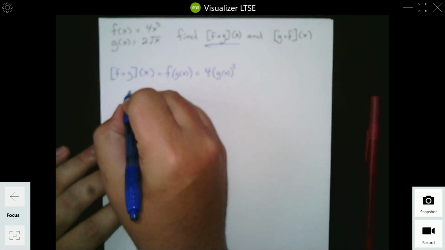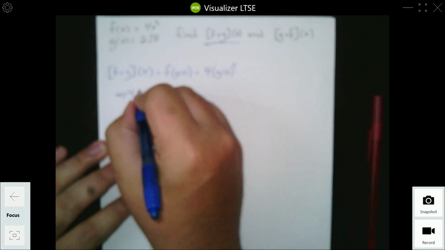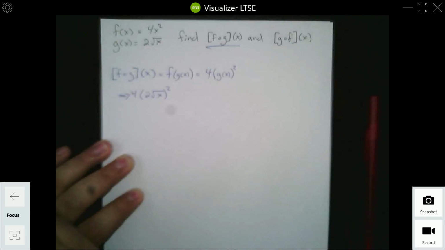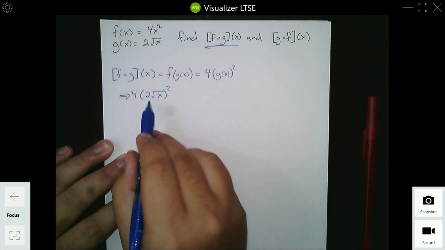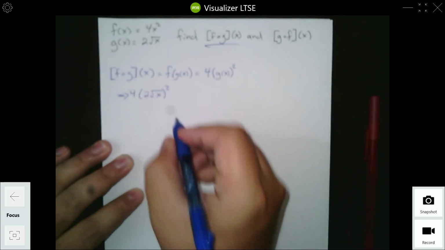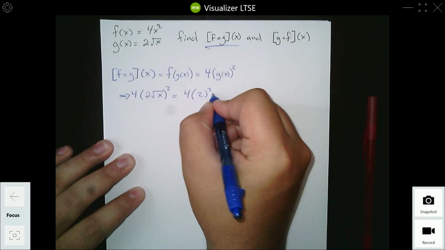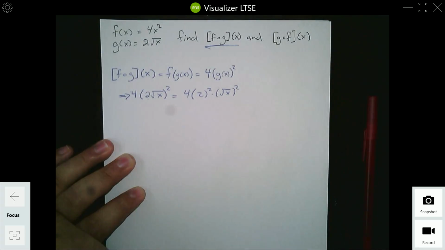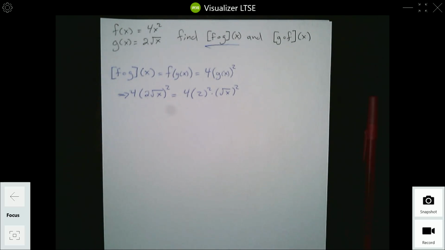So we have 4 times 2 square roots of x, all squared. Now, since these two things are multiplying each other, I can break this squared apart to go to each term. So I can say this is the same thing as saying 4 times 2 squared times the square root of x squared. Okay, to help us simplify this out. Since you're multiplying them, there's nothing else going on, there's no addition or subtraction, we can break that apart.